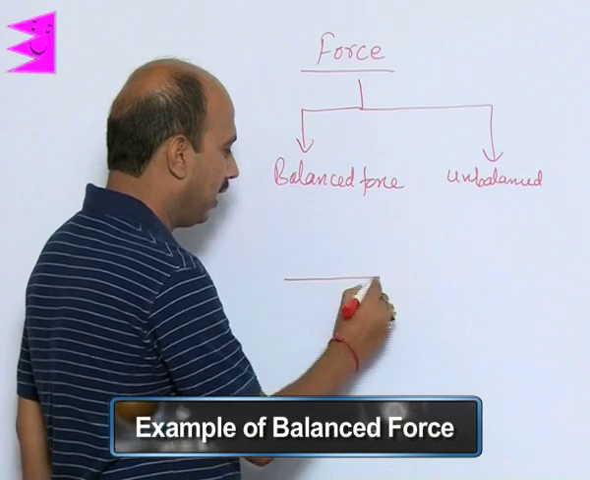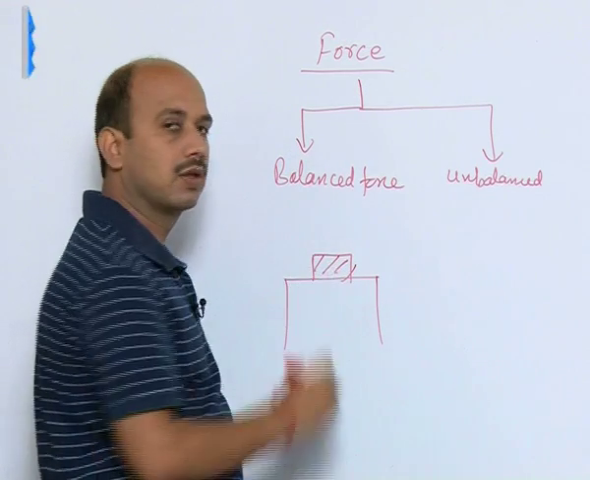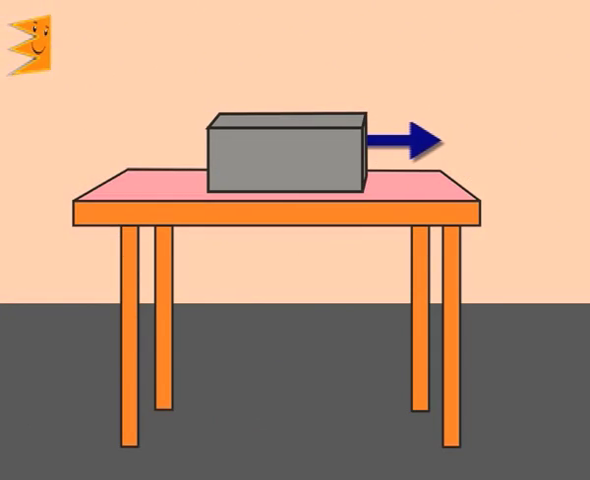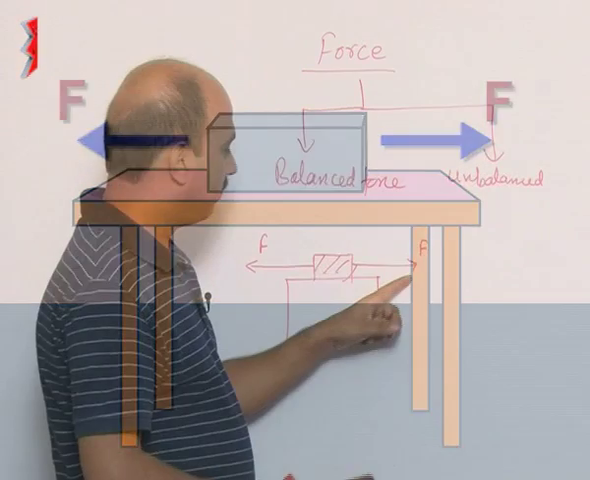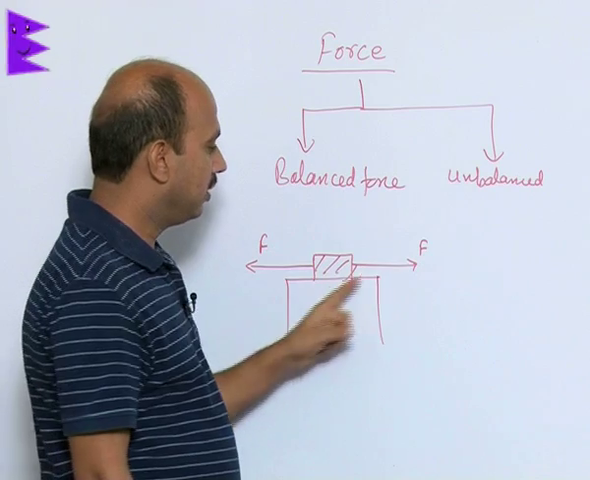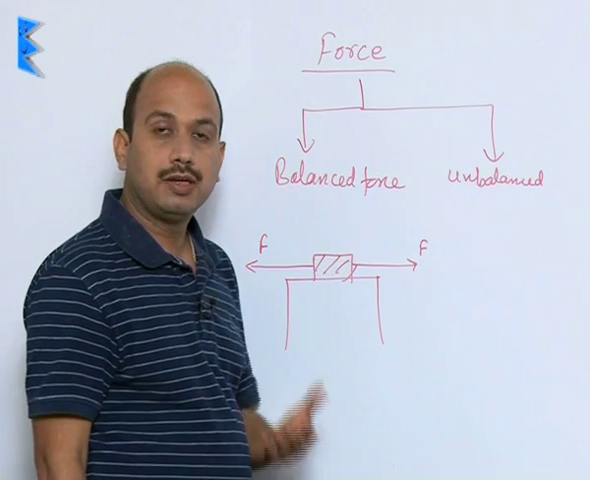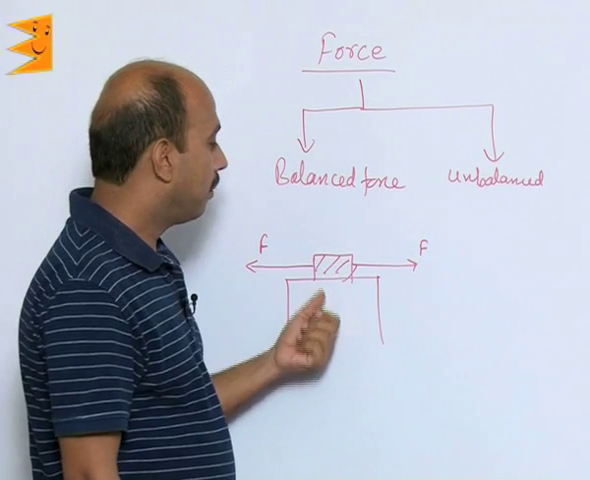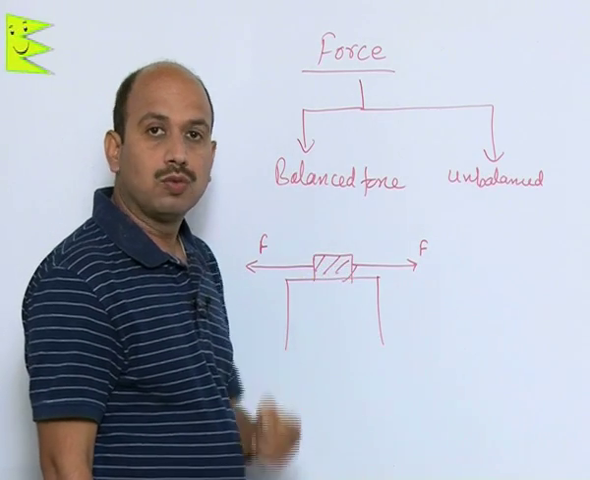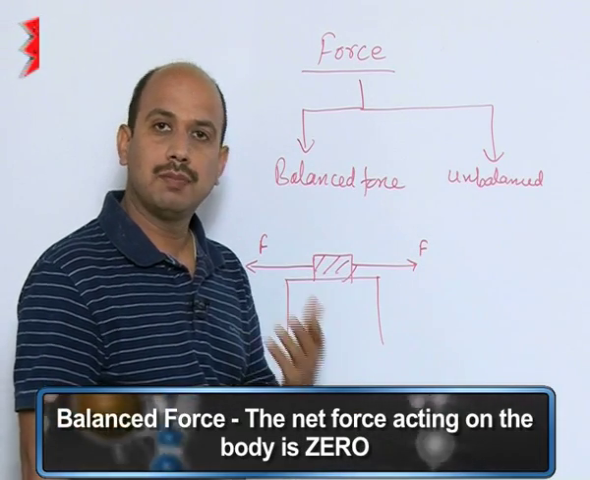Suppose something is lying on a table, this is a table here, and an object is lying over here in this way. Somebody is pulling from this side by a rope by applying force F, and some other person is pulling from this side by a force F. If both these forces are equal but opposite in direction, this block will not move either side. It means the net force acting on the body is 0. We can say a balanced force is acting on the body. So, when the net force acting on a body is 0, we can say forces are balanced.